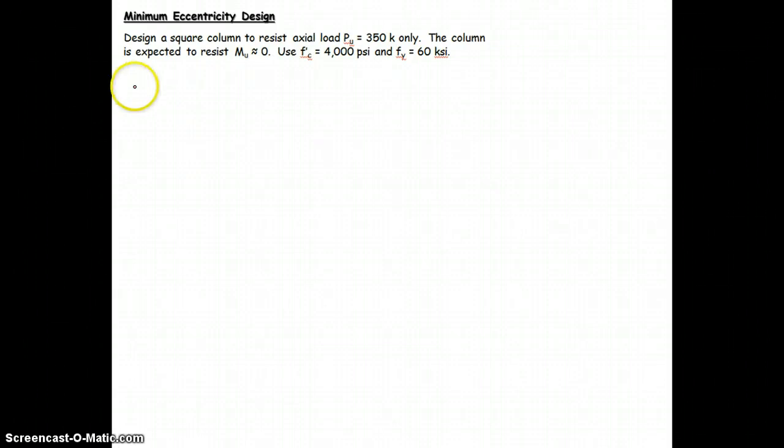So like any design process, our overarching goal is to make sure that our factored axial load effects are less than or equal to our axial strength of our column. So Pu has got to be less than or equal to phi Pn. And here, phi Pn max is going to equal 350 kips, and that's given.